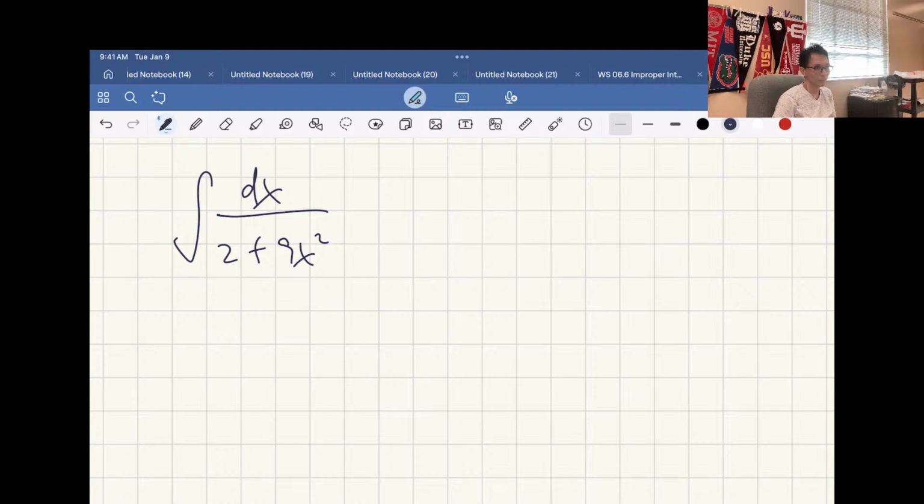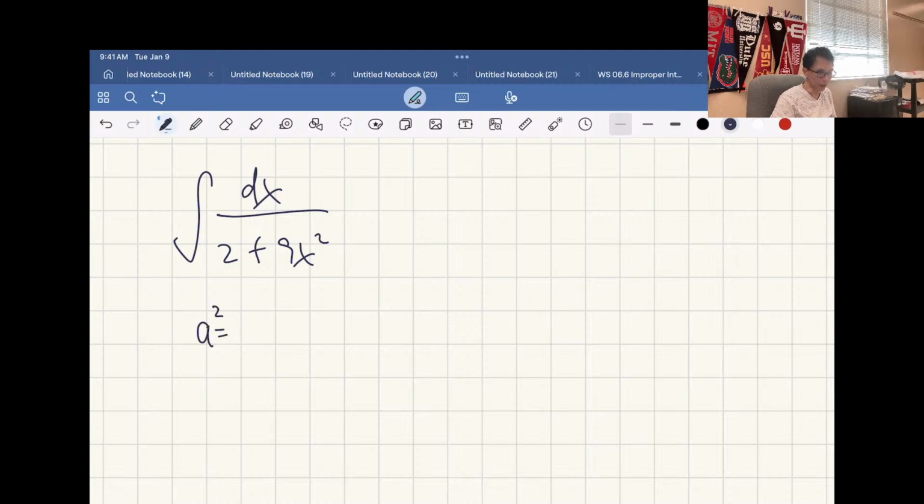Is it 1 over 3? Is it 1 over 3 square root 2 arctan 3x over root 2 plus c? It's different. Okay, wait, what is it?